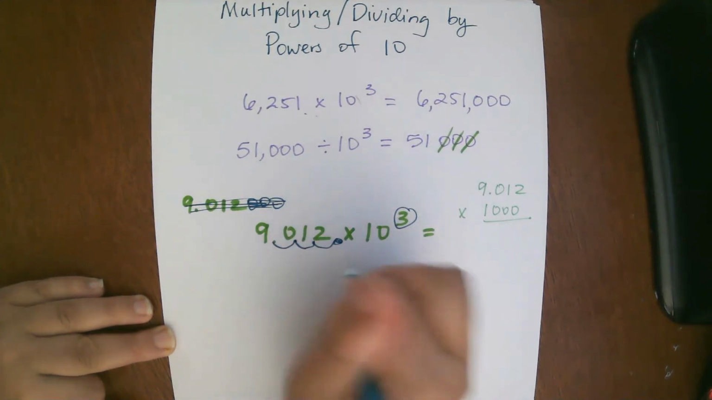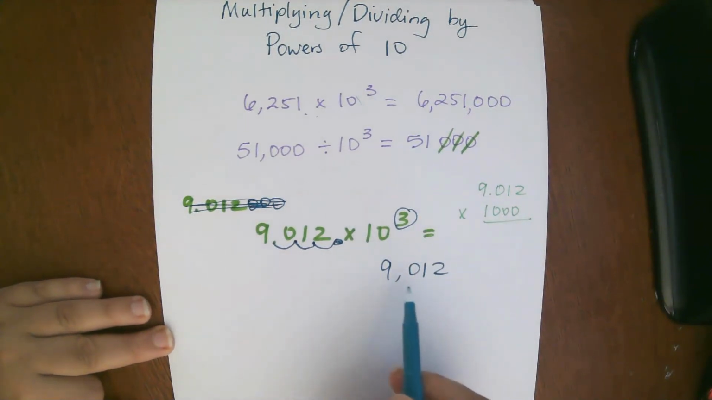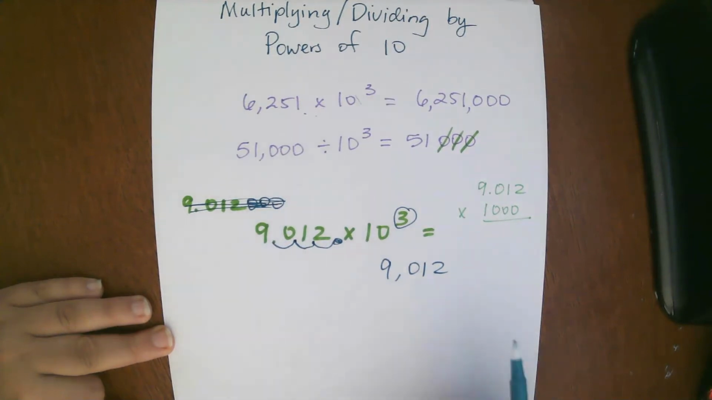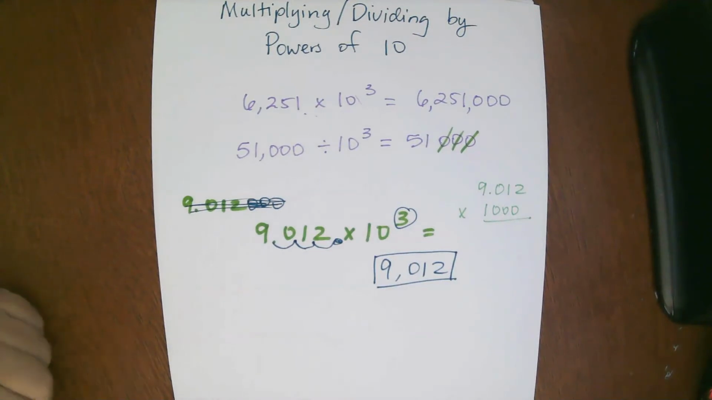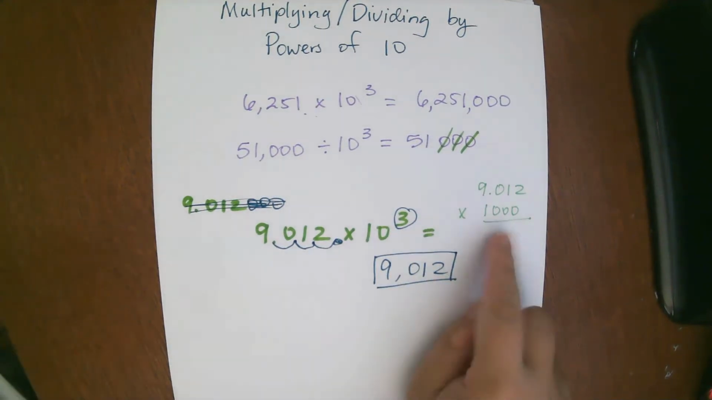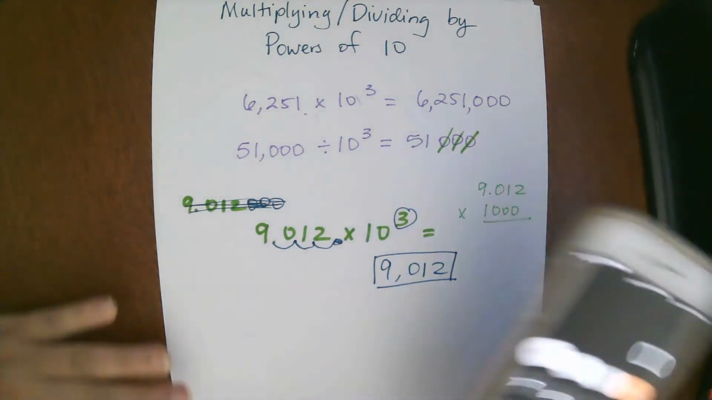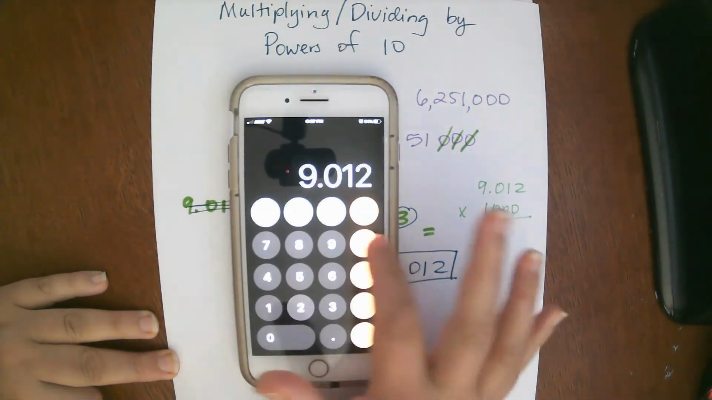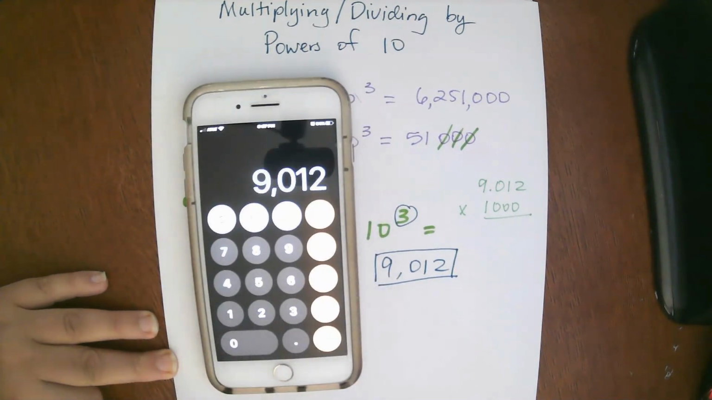Now that number is 9,012. You betcha, that is much bigger than 9.012. Okay, much bigger. So that is our answer. Now if we go to multiply that out here, let's see if we get the same thing. Pull my calculator. All right. 9.012 times 1,000. Same exact thing, okay? So it's a shortcut.